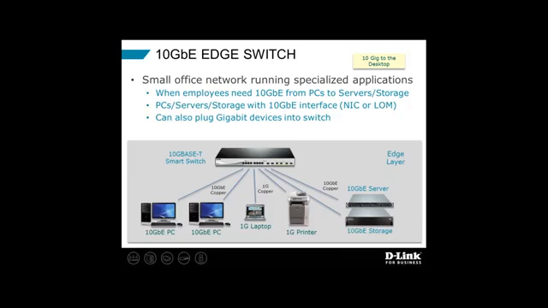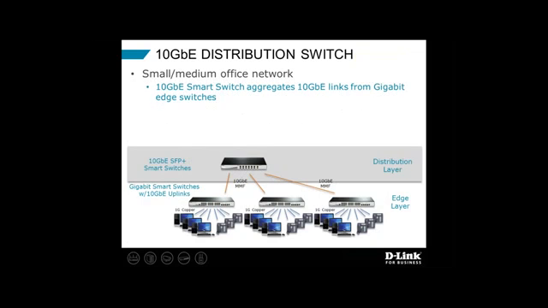So we use a 10 gig smart switch, showing an 8-port 10GBASE-T smart switch here. So we've got Cat 6A, Cat 7 connecting the workstations to the switch, and then the switch over to the servers and the storage, all happening out on the edge of the network. And note here I show a laptop and a printer that are 1 gig. We can still plug those into this 10GBASE-T smart switch as well. So that's at the edge layer.